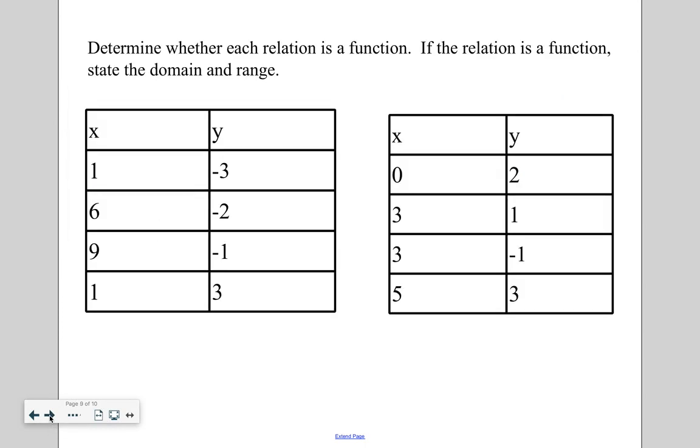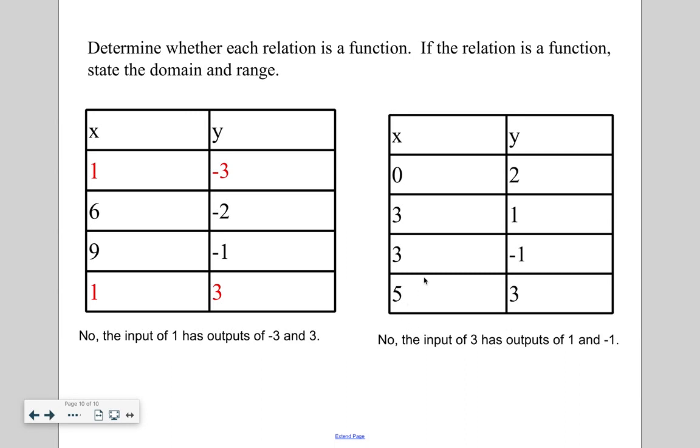All right, and then you can do the same thing here. Again, what your clue is, you're looking for an input, an x value, to match up with more than one y value. So give this one a try in table form. Check that. Okay, you can push pause. Right, and here are your answers. And this is your problem here as well. The 3 mapping to the 1 and a -1, that's no good.